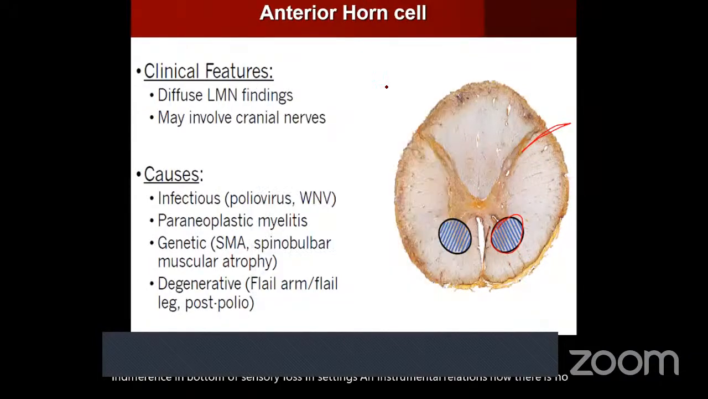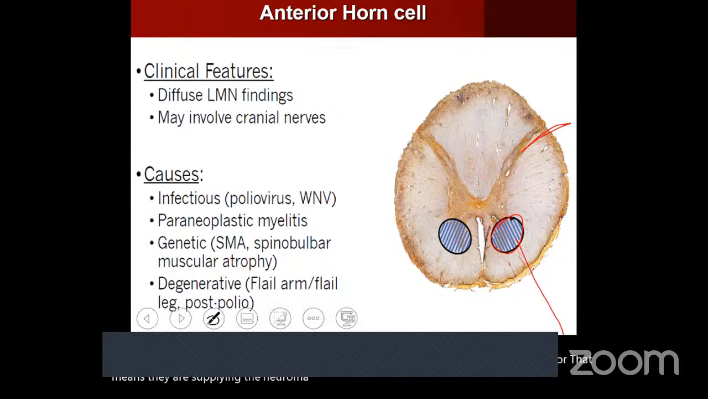So the anterior horn cells are pure motor. That means they are supplying the neuromuscular junction. The nerve goes to the neuromuscular junction, right? And these are purely motor, and posterior horns are purely sensory. So anterior horn cell disorders will give rise to diffuse lower motor neuron dysfunction findings, characterized by weakness, wasting, fasciculations. They may involve anterior horn cells, meaning cranial nerves also can be involved. Those are also anterior horn cells. Causes are infections, paraneoplastic myelitis, genetic and degenerative. All these things are the same.